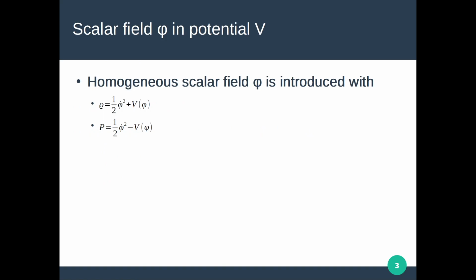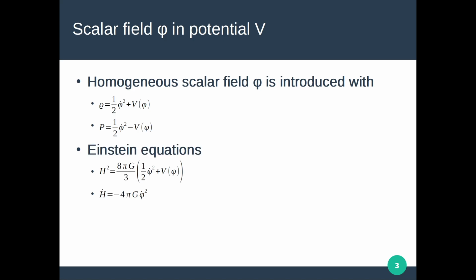The inflaton field is assumed to be a homogeneous scalar field phi, which evolves in a potential V. The energy density and pressure are given by these relations, which follow from the stress energy tensor, and plugging them into the aforementioned relations for the Hubble parameter will yield these equations.